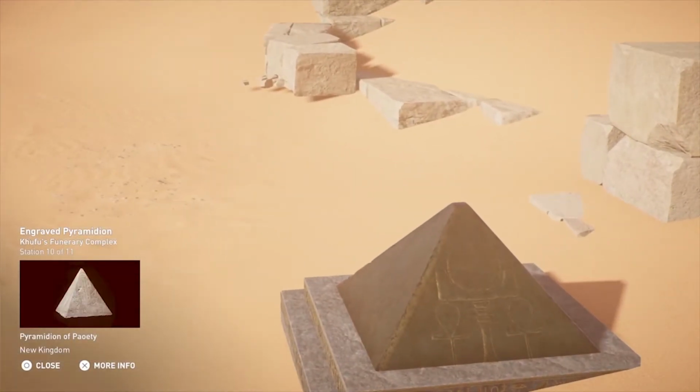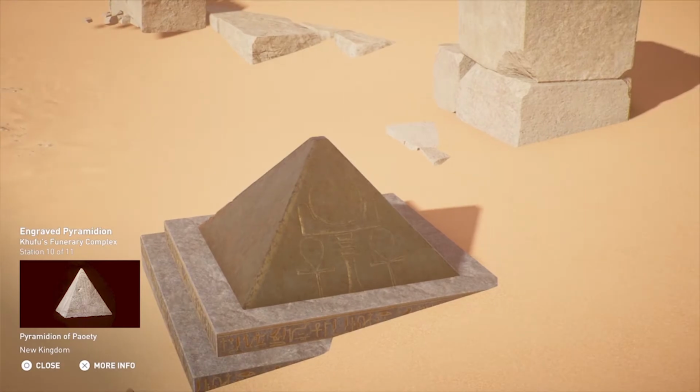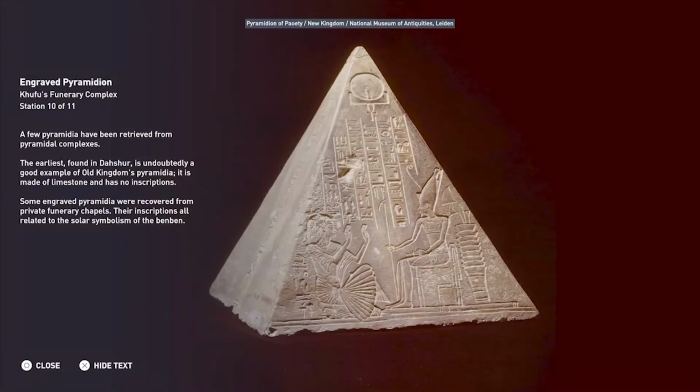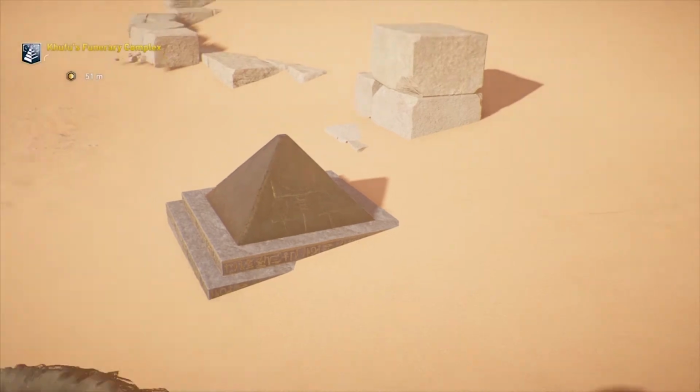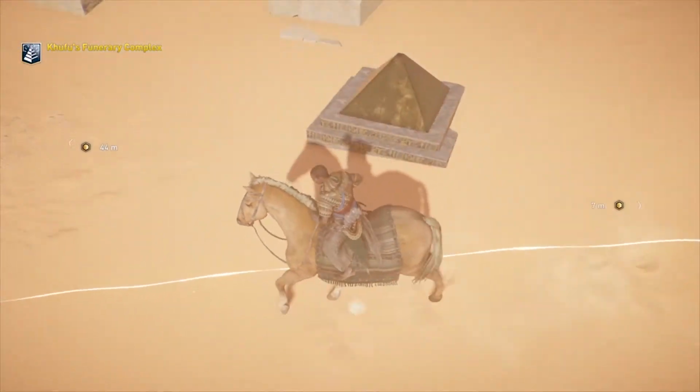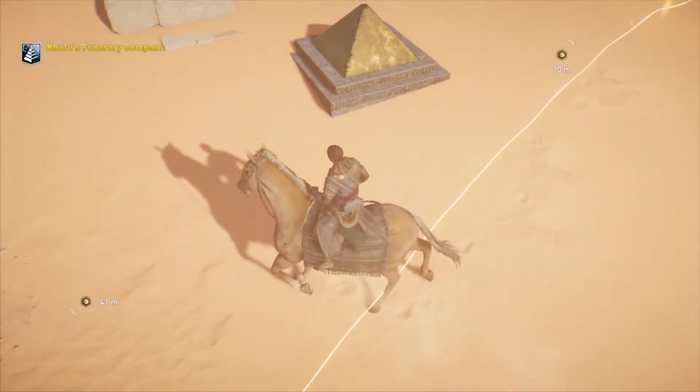A few pyramidia have been retrieved from pyramidal complexes. The earliest, found in Dahshur, is undoubtedly a good example of Old Kingdom's pyramidia. It is made of limestone and has no inscriptions. Some engraved pyramidia were recovered from private funerary chapels. Their inscriptions all related to the solar symbolism of the benben.